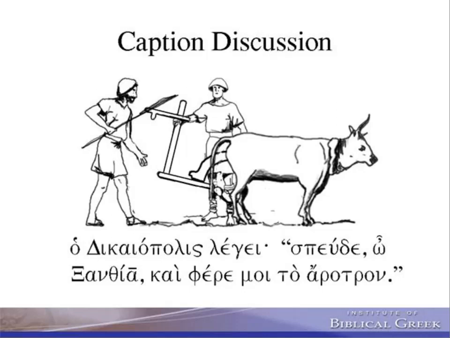Eide. O Diciopolis lei, spevda o xantia, que ferrimi to arutron. Ar o Diciopolis poni? Ne. Ti o Diciopolis wants. Atheli means he wants. So, ti o Diciopolis atheli. What does Diciopolis atheli? O Diciopolis atheli to arutron. Poso Diciopolis poni nun.